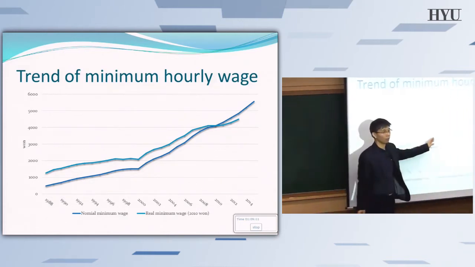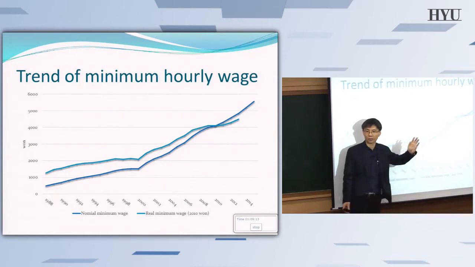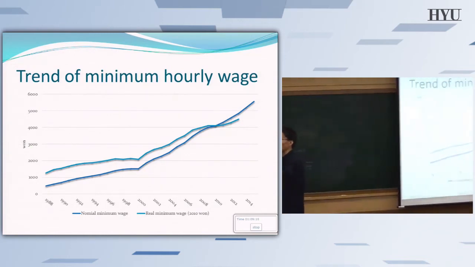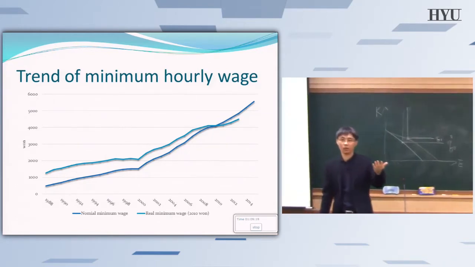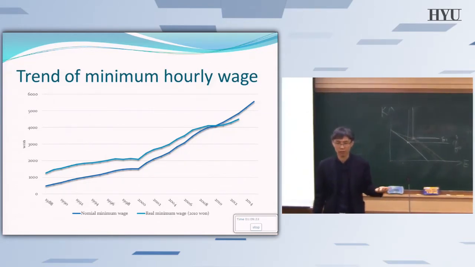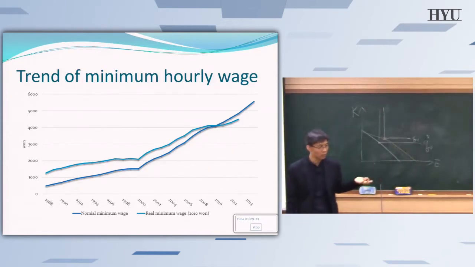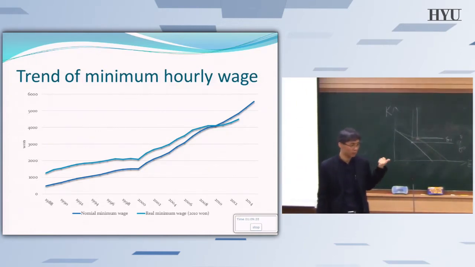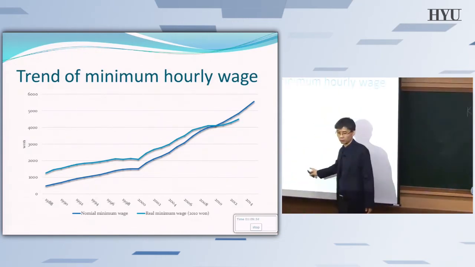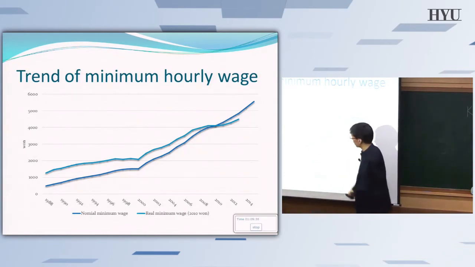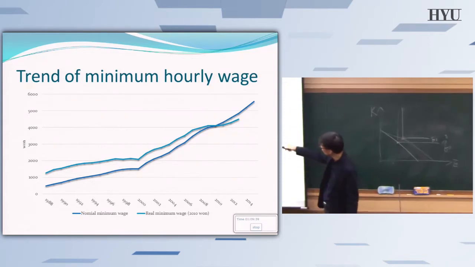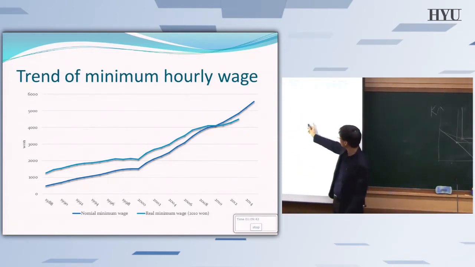From 2000, however, they made it universal, meaning that any employee, even if you work for only one person, say in a small convenience store where you are the only employee, still has to get paid at least this amount. It's the law. From 2000 it became universal, and then the rate actually rose faster. Before that, the minimum wage increased only around the inflation rate, so in real value it didn't change much.